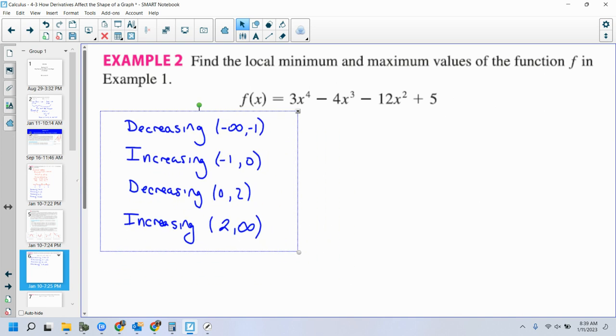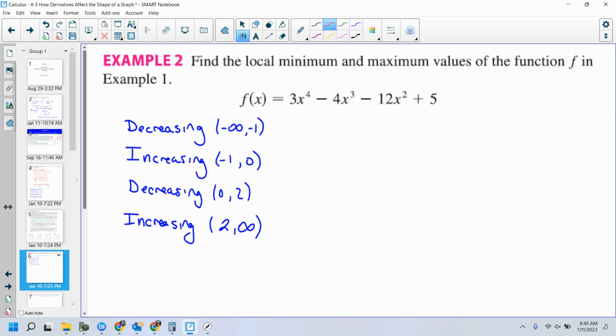Okay. So we know this from example one, right? We know that it's decreasing on an interval from negative infinity to negative 1. It's increasing on an interval from negative 1 to 0. It's decreasing from 0 to 2. And then increasing again from 2 to infinity. Okay. Our first derivative test tells us this. Right? If it is decreasing, then it's increasing.